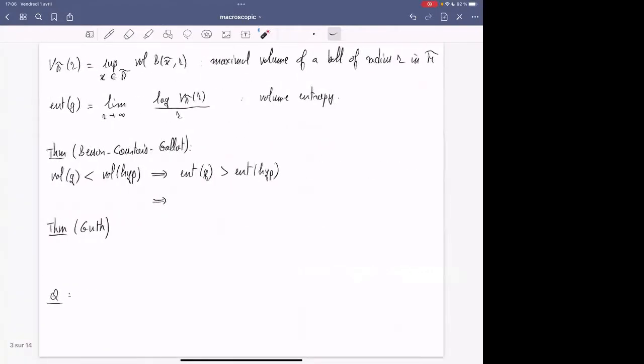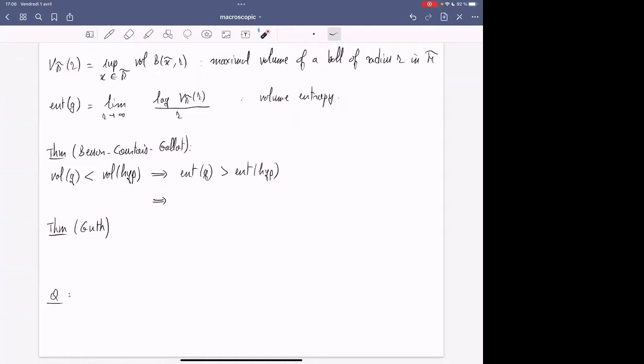So that's why we're going to define this quantity here, which is the maximum volume of a ball of radius r. It makes sense to look in the universal cover rather than in the manifold itself. So here we're taking the maximal volume of a ball of radius r in the universal cover of M.